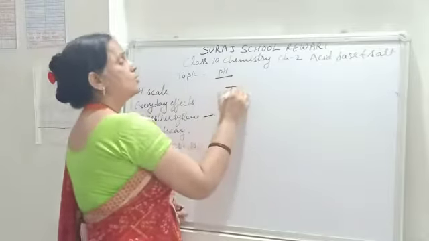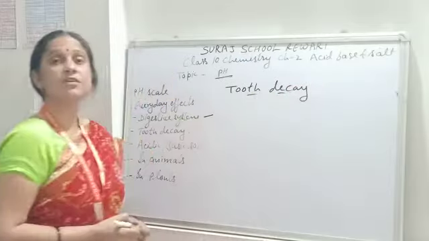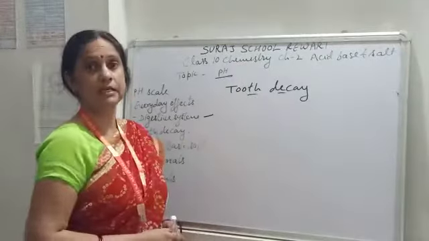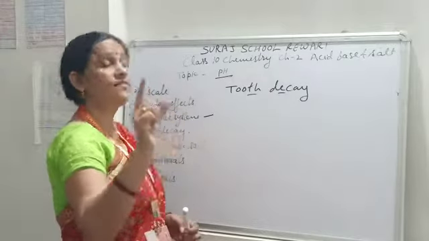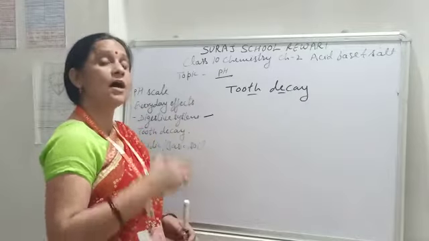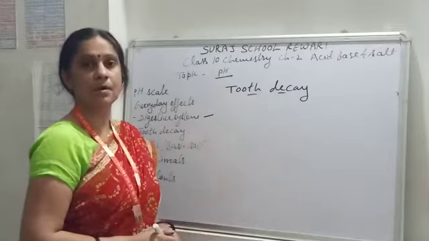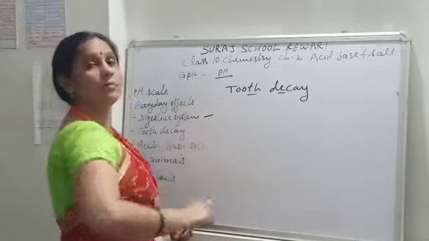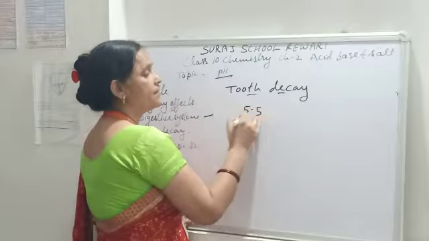The next one is tooth decay. Sometimes we suffer from pain in the tooth. Sometimes we suffer from tooth cavity. Friends, after eating food, some food particles are left in our teeth which are decomposed by bacteria. After the decomposition of food particles, bacteria release some acid in our mouth which lowers the pH of our mouth. And due to this, the pH of our mouth becomes less than 5.5.